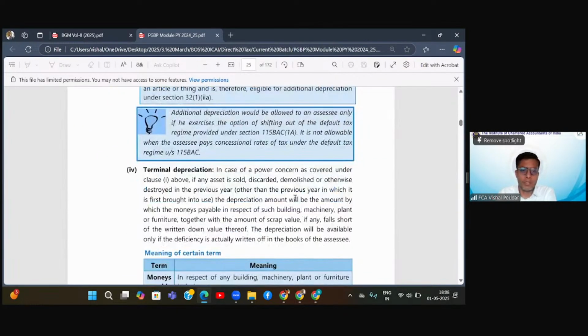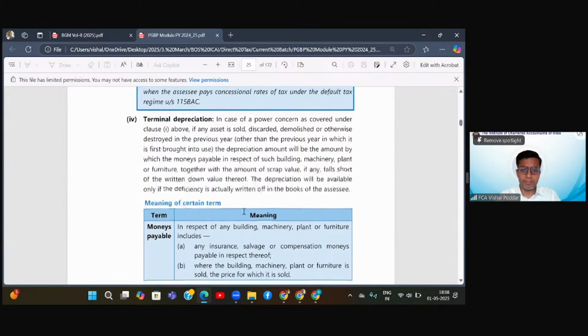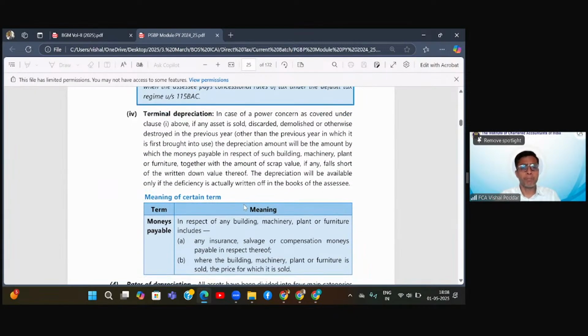Now, there is this concept of terminal depreciation, which is something very interesting and which is special to this depreciation concept. I'll explain that in a while. Let me first complete the remaining things.